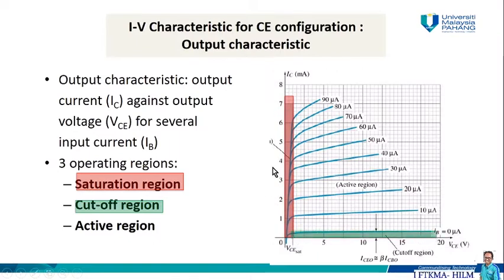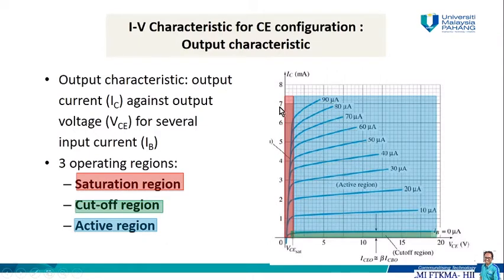And then we have the active region, in which the transistor can act as a linear amplifier, where the BE junction, the base and emitter junction, is forward biased, but the BC junction, the base and collector junction, is reverse biased. And therefore, the current at the collector IC, the output current, increases drastically, although on small changes of the input current at the base IB. So the active region is located here.